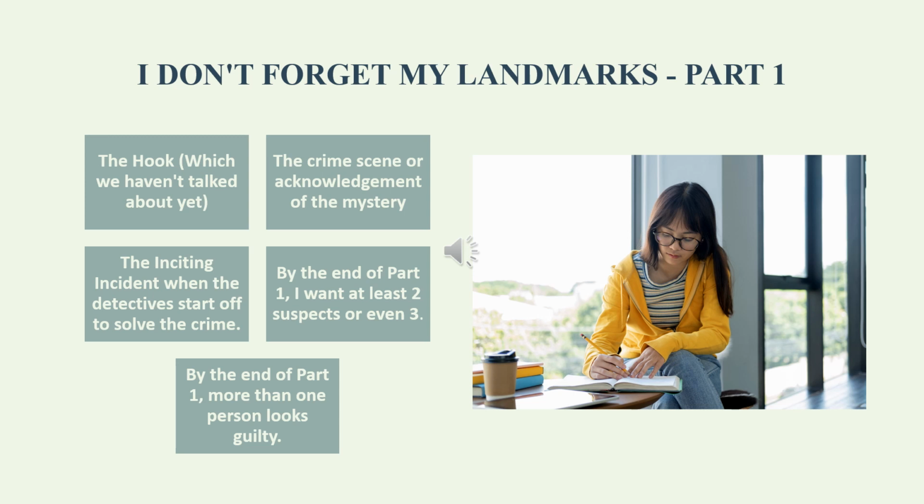The detectives will also decide to go on their quest to solve the case. In a police procedural, I like to have between 2 to 4 suspects, and I like to reveal at least 2 by the end of part 1. By the end of part 1, the reader likes to be trying to guess who it is already, and I like to keep that in mind.